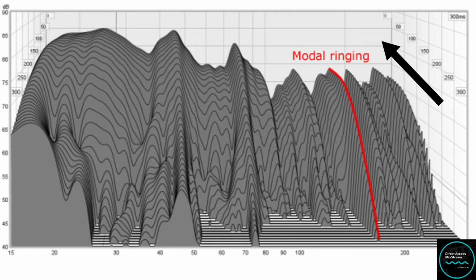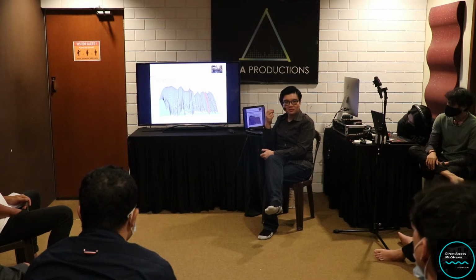So you can see, for example, at about 180 hertz, you have this frequency that rings. That means after the sound is supposed to die off, that note still rings.